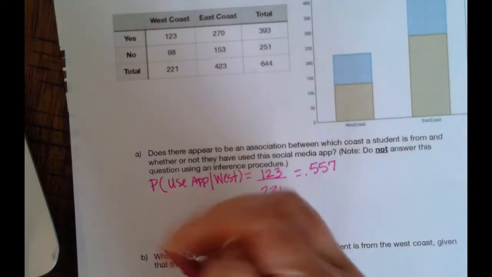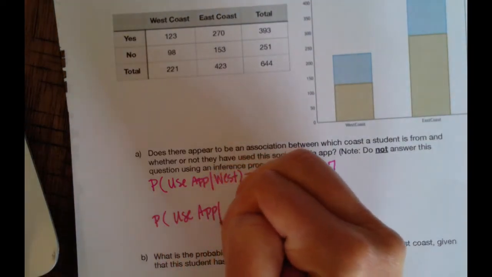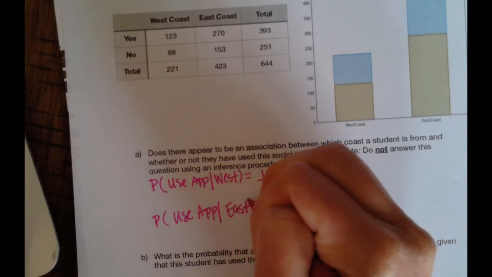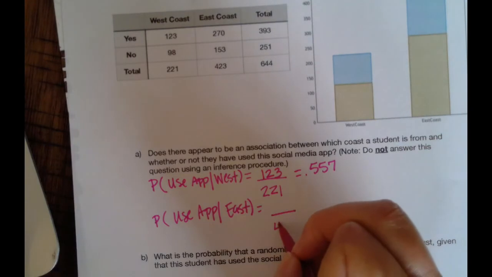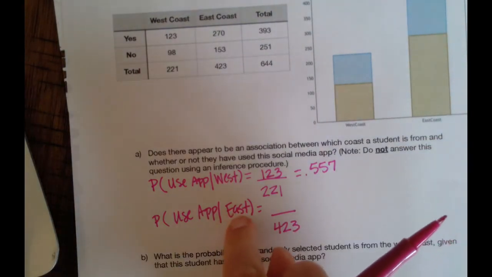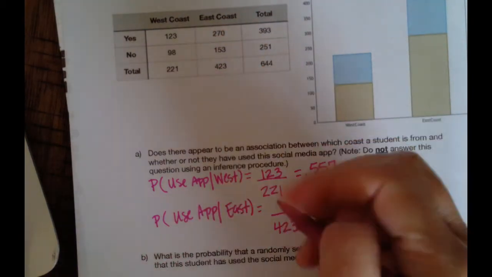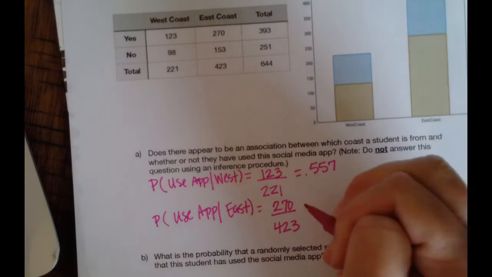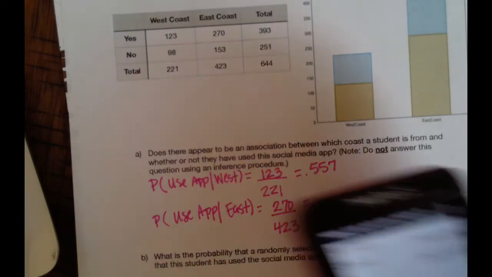And then we're going to do the probability that they use the app, given they're from the East Coast. So how many did they sample from the East Coast? They sampled 423. Notice this is a conditional probability. How many used the app of those 423 people? 270. Okay, so 270 divided by 423 is 0.638.